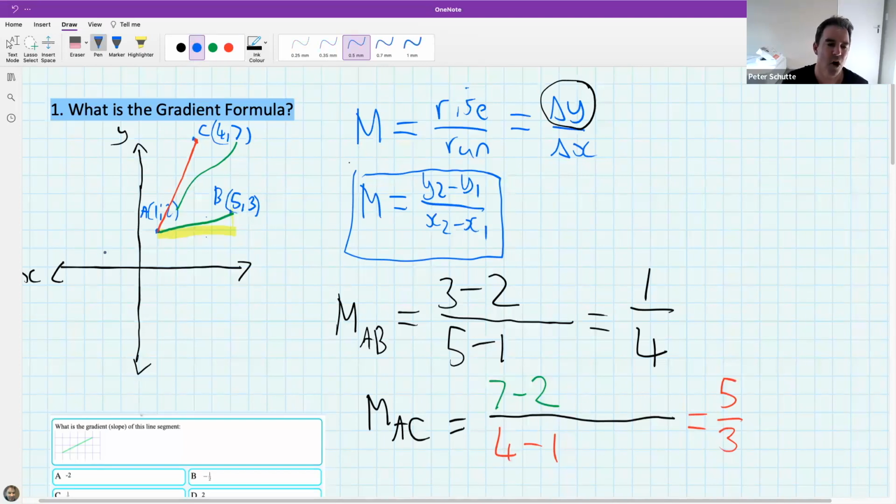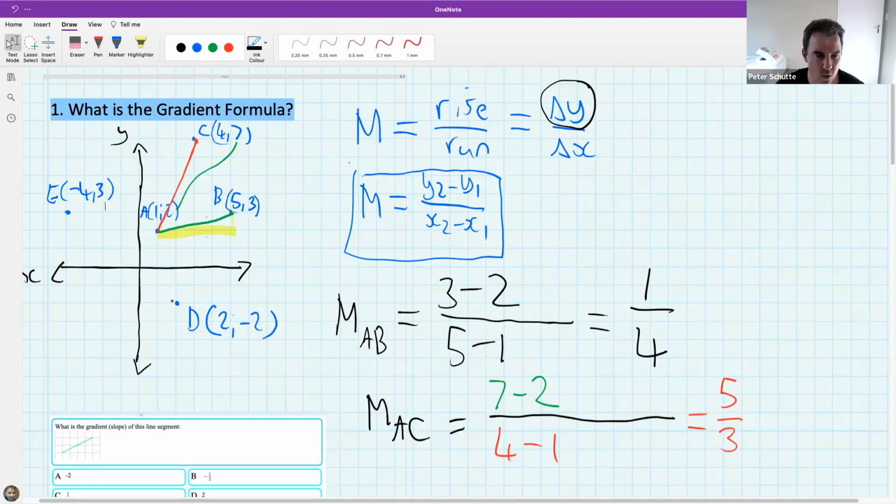All right, now I'm going to make up two other points. I'm going to put a point down here, and I'm going to call this point D, and its coordinates are 2, minus 2. And I'm also going to make another point up here called E, and these coordinates are 1, 2, 3, 4, 4 across, 3 up. So this is going to be minus 4, 3. I want you to work out for me what is the gradient of the line DE.